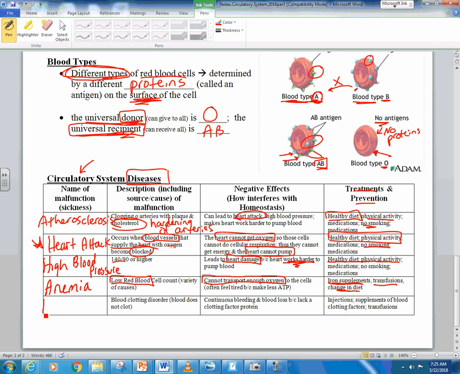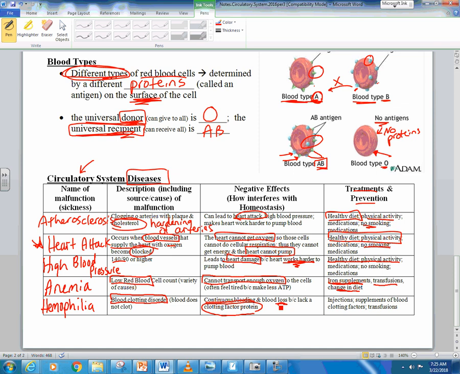Last one is called hemophilia, which we've already talked about this year. This is a blood clotting disorder, a genetic disease. This is a problem because if someone gets cut, they continuously bleed. They do not have that clotting protein to make those platelets. So if you don't stop bleeding, you're going to have a loss of blood. Loss of blood can result in passing out and all those additional things.